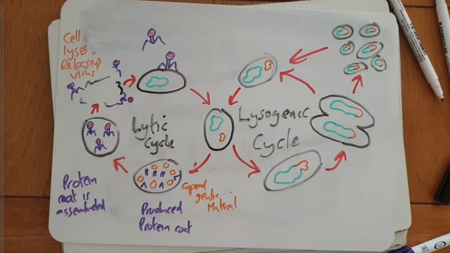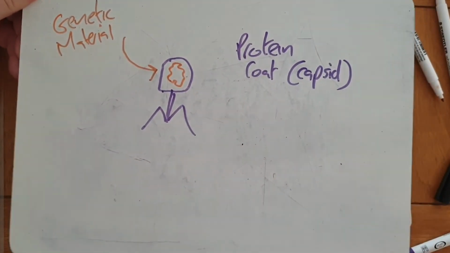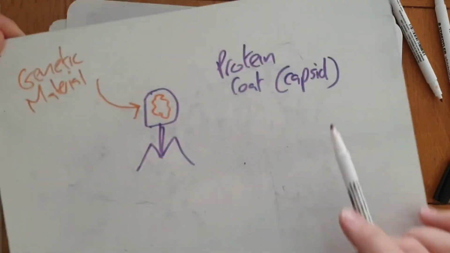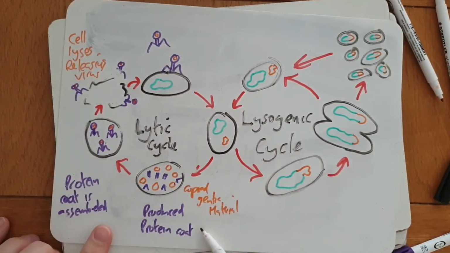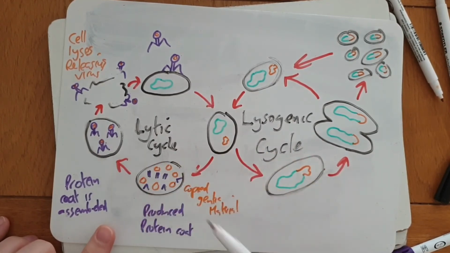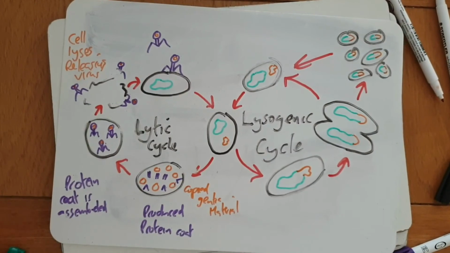So key point, what is a virus? A virus is genetic material covered in a protein coat, also called a capsid. Lytic cycle, and the key points of this for the exam: not just copying the genetic material, but producing the protein coat and assembling the protein coat.